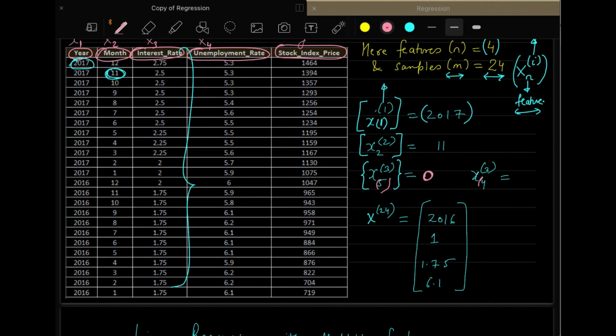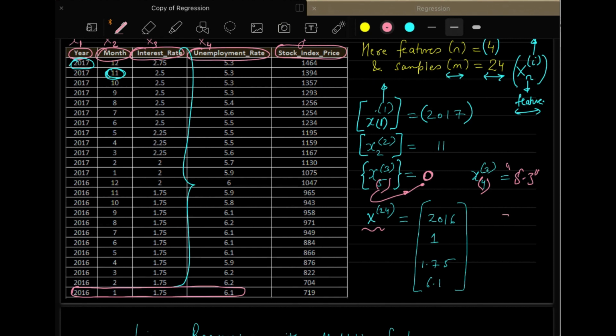And how about x34? 5.3. It will be 5.3. So this is important. If I write a fifth feature, that means it has 0 value. And if you want to write x24, then it will be a complete vector, which is given by this 24th vector: 2016, 1, 1.75, 6.1.